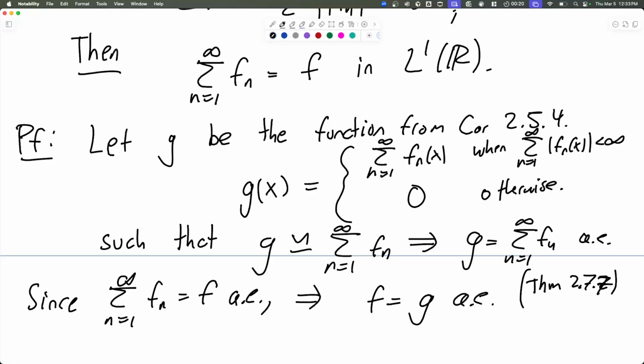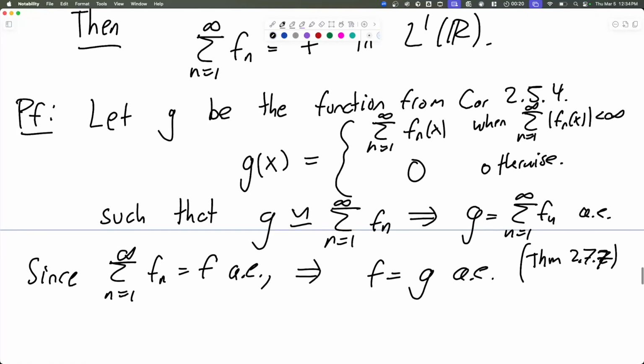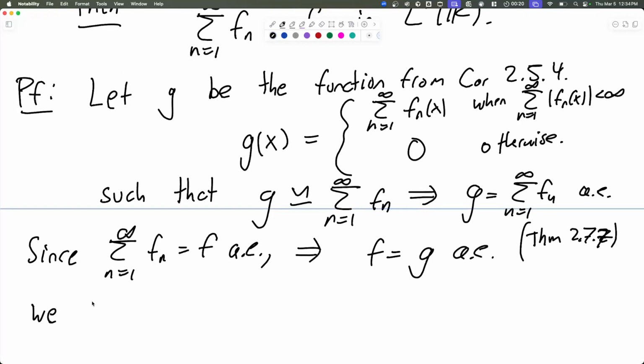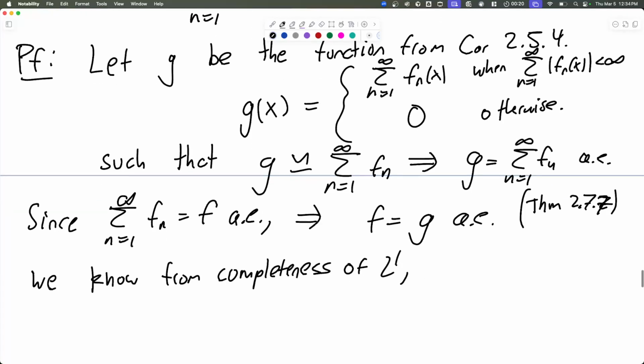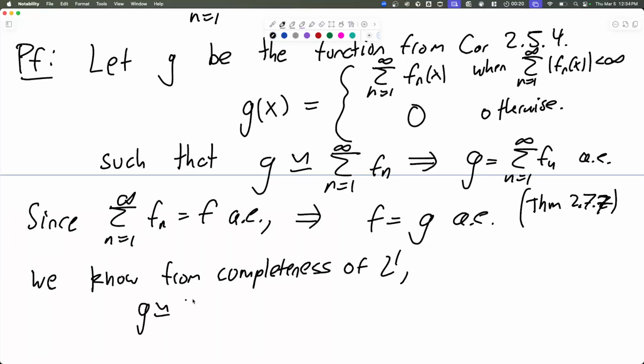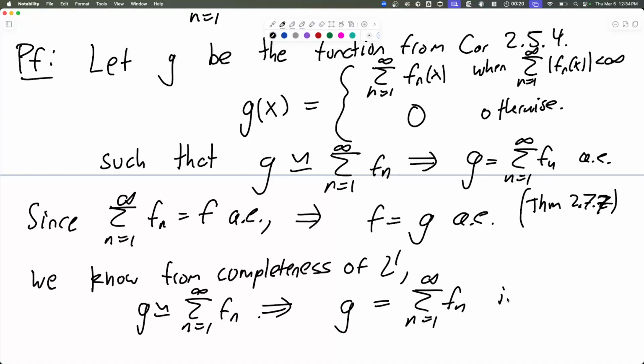G is this thing. And we know from completeness of L1, or whatever theorem you want, that if G is tilde equal to this sum of fn, then G equals the sum from n equals 1 to infinity of fn in L1.